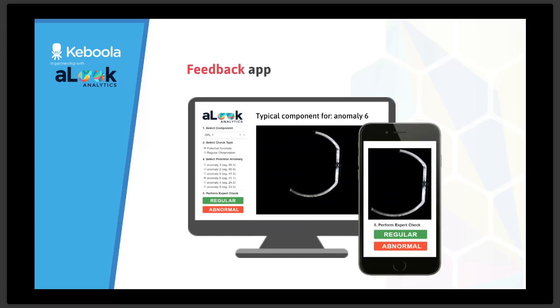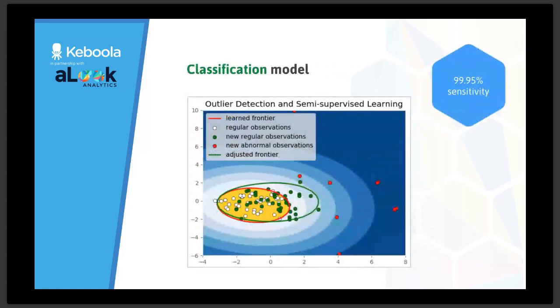So you don't need to worry about a new type of defect if it happens anytime in the future. The expert quality controller will just be asked to provide feedback on this new type of anomaly and potentially label it as a defect or not.